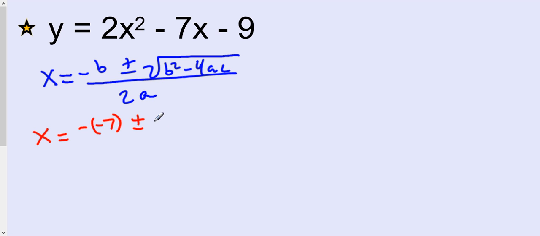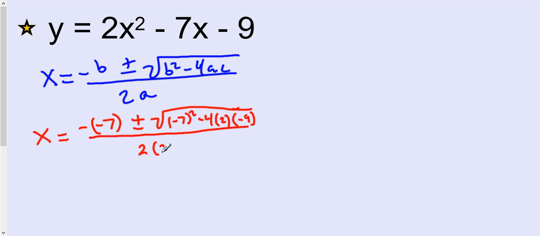I know you're thinking, well, why don't I just write it down as a positive? You're going to be writing this down multiple steps. Don't skip one. You're just going to write it down positive the next time. Negative 7 squared minus 4 times 2 times negative 9 all over 2 times 2.